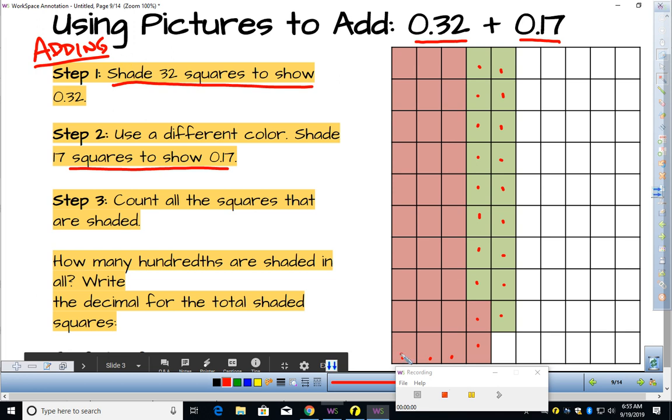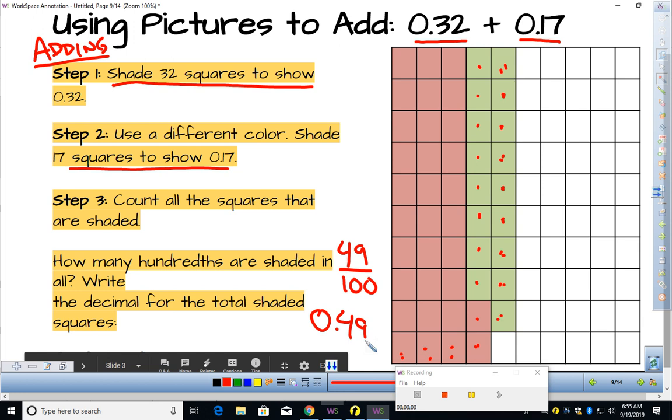10, 20, 30, 40, 1, 2, 3, 4, 5, 6, 7, 8, 9. Right? 49 out of 100 total squares. And the decimal for that would be 49 hundredths.